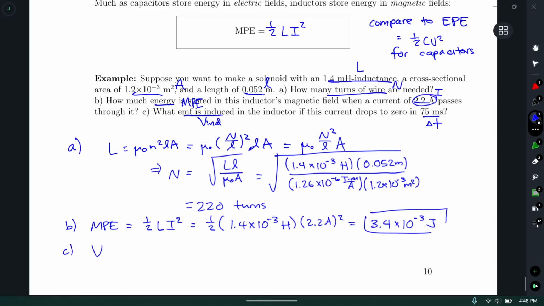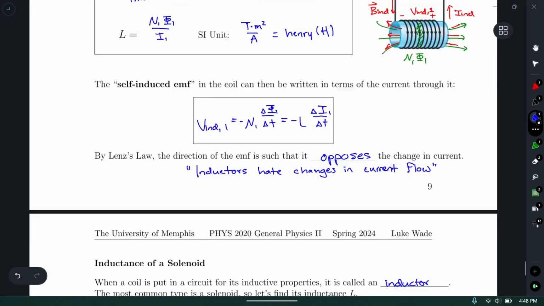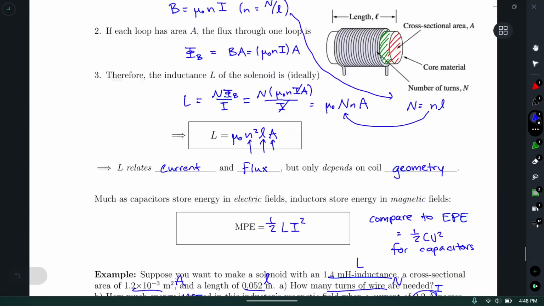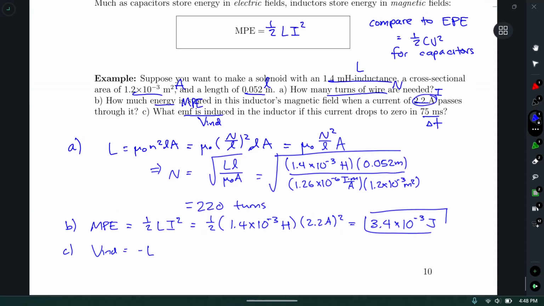Part C, what EMF is induced? For that, it's easiest to use this rewritten form of Faraday's law in terms of inductance. So it is negative inductance, change in current over time. Again, the negative is just about Lenz's law, that this induced EMF will oppose that sudden change in current, in this case a drop. So this EMF would act to maintain current flow by pushing current through the rest of the circuit for a short time after whatever the original current source, the battery or generator, is removed.